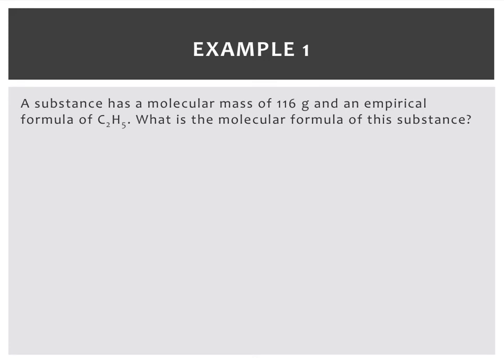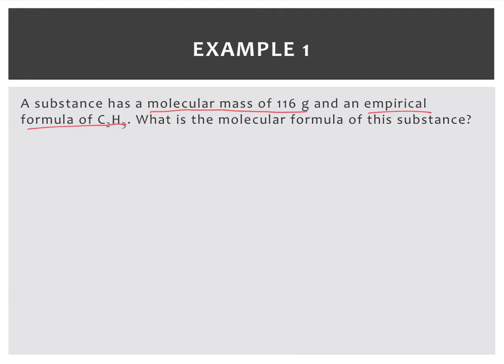Here, for example 1, we have a substance with a molecular mass of 116 grams per mole. So that's for the actual molecular formula. And here is the empirical formula, C2H5. So we need to figure out a higher ratio of that, and we need to figure out what is the molecular formula of this substance. So that means we need higher ratios. Okay. So first let's start with this.